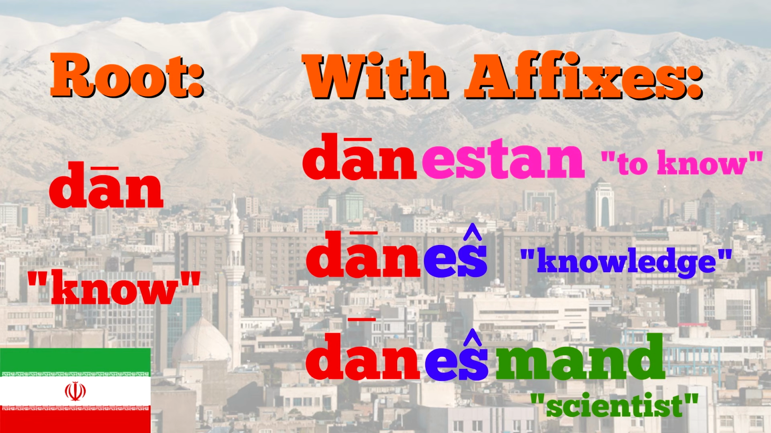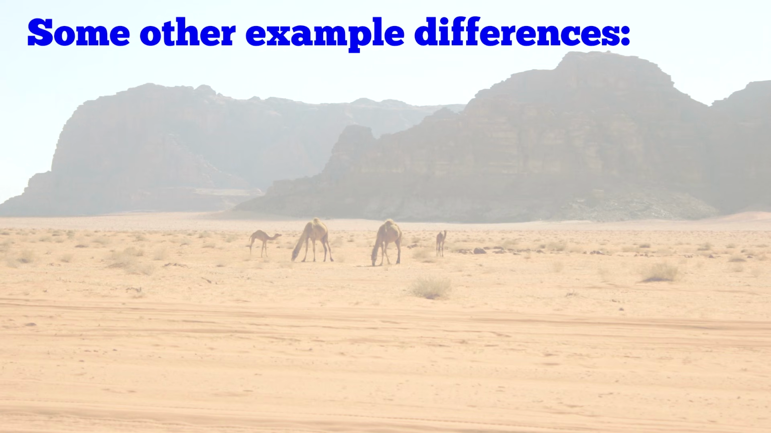So you can see that nothing is changing with the root word itself. The root word dan doesn't change. The letters don't get separated the way they would in Arabic. There are a couple other differences that I think show that Persian has simpler grammar than Arabic.